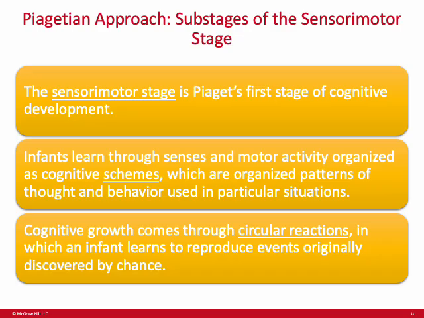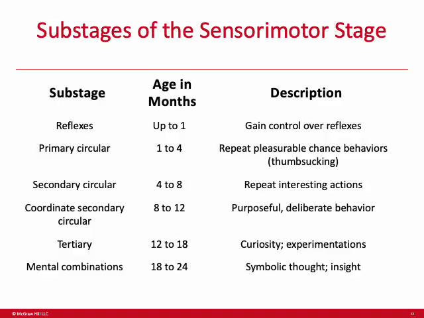Cognitive growth comes through circular reactions, in which an infant learns to reproduce events originally discovered by chance. Substages of the sensorimotor stage include reflexes, primary circular, secondary circular, coordinate secondary circular, tertiary, and mental combinations. In this chart, you can see the stage aligned with the age in months with a description of what the child would be able to do during that substage.